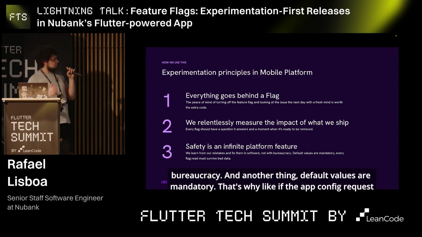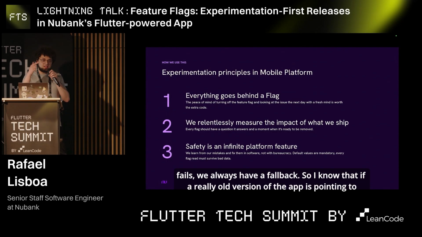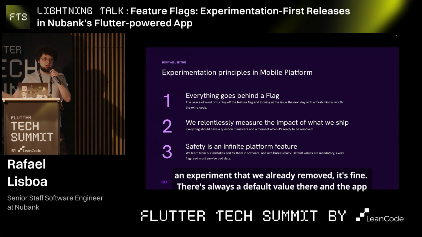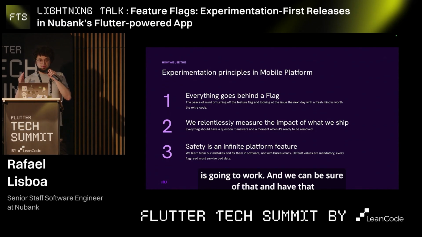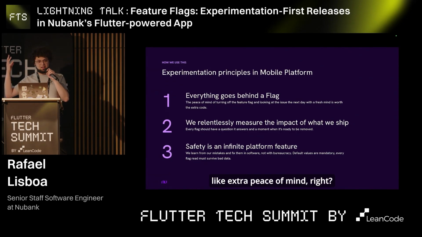And another thing, default values are mandatory. That's why, if the app config request fails, we always have a fallback. So I know that if a really old version of the app is pointing to an experiment that we already removed, it's fine. There's always a default value there, and the app is going to work. We can be sure of that and have that extra peace of mind, right?